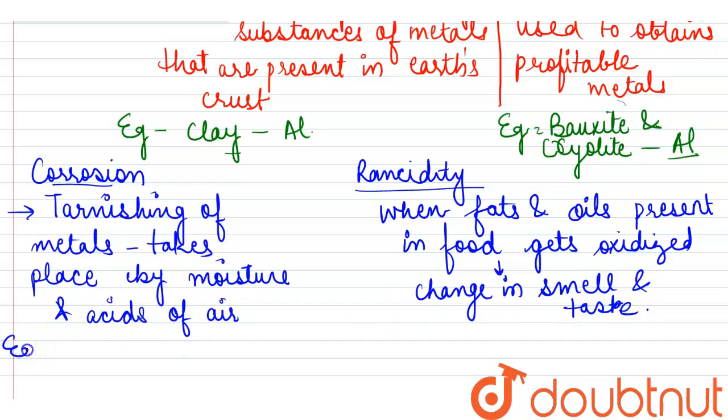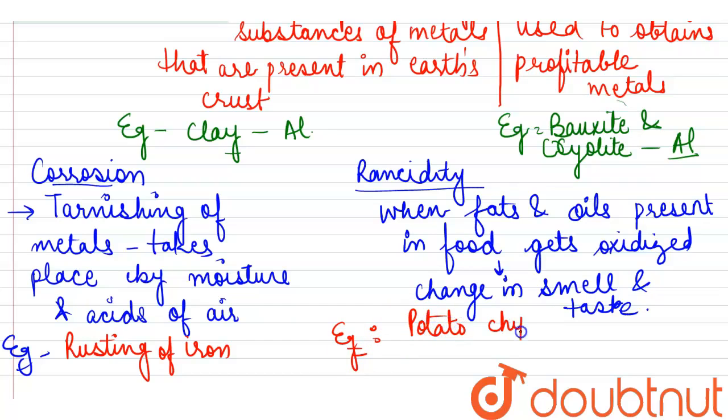Now if we come to the examples, the example of corrosion is basically the rusting of iron. And the example of rancidity is, if potato chips are kept in nitrogen gas, the condition will come out to be rancidity.